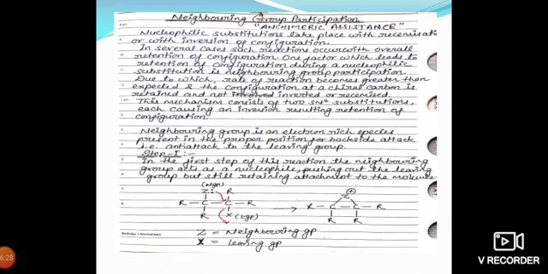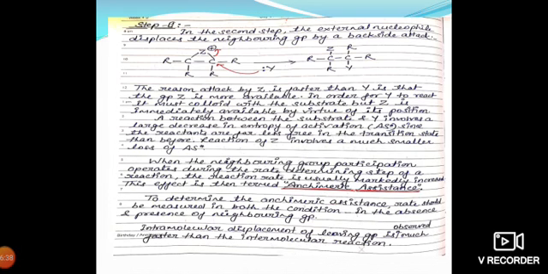In the first step, it pushes out the leaving group, and a lone pair of electrons is donated to the electrophilic center and forms a bond. In the second step, the external nucleophile attacks from the backside of this neighboring group, which takes its electrons and forms a bond like this. What is anchimeric assistance?